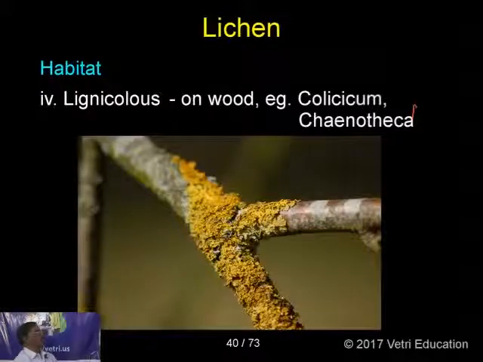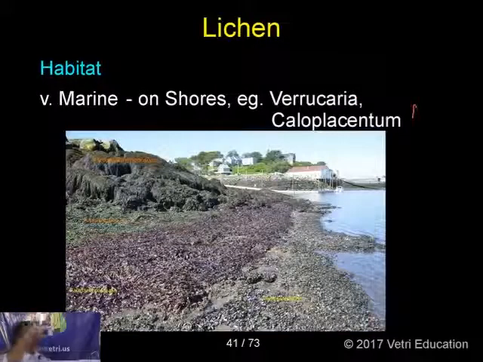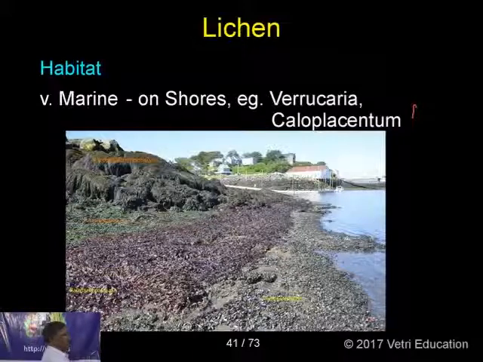And these are called lignicolous lichens, which grow on wood, branches or tree trunks etc. You can find these lichens, for example Calicium and Cyphelium. Next, marine lichens, which you can find on the seashore. You can find a number of lichens on the seashore, for example Verrucaria and Caloplaca.